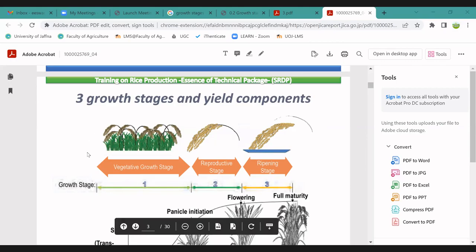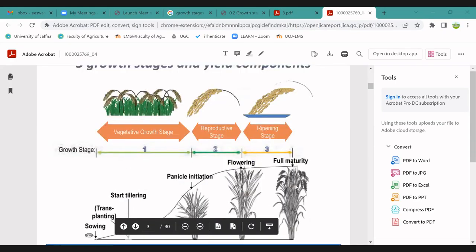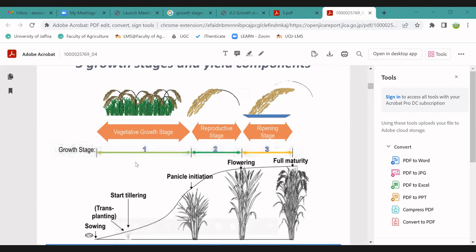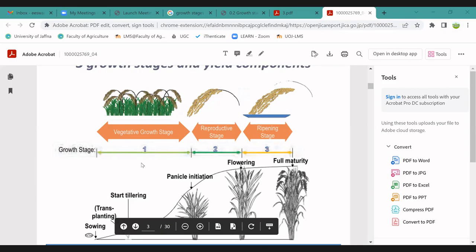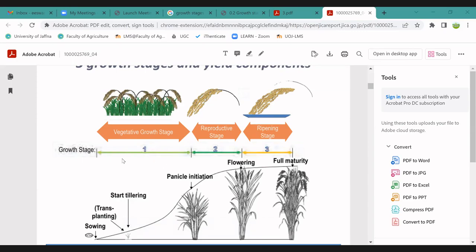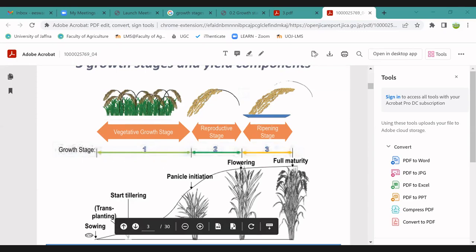we see in crops, right? That occur in the crops. So in rice, these growth stages, or the developmental stages, can be divided into different distinguishable phases or stages. Sometimes people use phases, sometimes stages, right? But for any crop, there are three distinguishable growth stages you can identify. The first is the vegetative growth stage, and then the reproductive stage, and then the ripening, or sometimes people call it maturity, right?